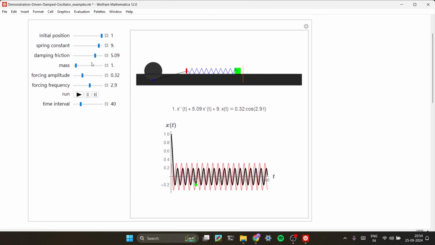So here this is a simulation in Mathematica. Let's just see the simple harmonic oscillation. To see just the simple harmonic oscillator, let's set this initial position of the particle to 1, suppose 1 meter, and the spring constant is 9 here. You can see here, right? The spring constant is 9. You can see my cursor, right?